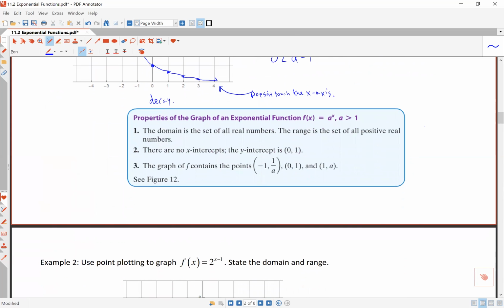So we state some properties of the graph of exponential functions, a^x, where a is greater than 1. The domain is the set of all real numbers, and the range is the set of all positive real numbers, that's greater than 0. There are no x-intercepts because it doesn't cross the x-axis. It never attains the y value of 0. It's always greater than 0. And the graph contains the points (-1, 1/a), (0, 1), and (1, a).